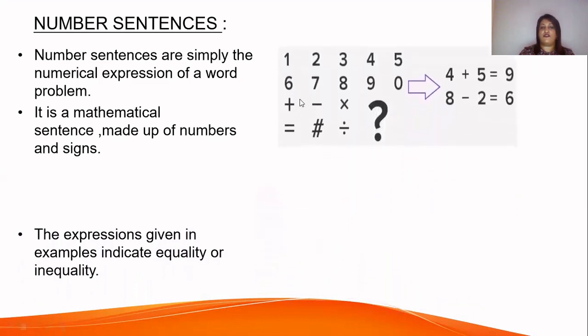Here we've got all the different numbers that we use, telling you what a number sentence is made up of. Here are your numbers. Here are your mathematical operations and your signs and symbols. And there are full number sentences on this right-hand side. For example, 4 plus 5 equals 9, or 8 minus 2 is equal to 6.